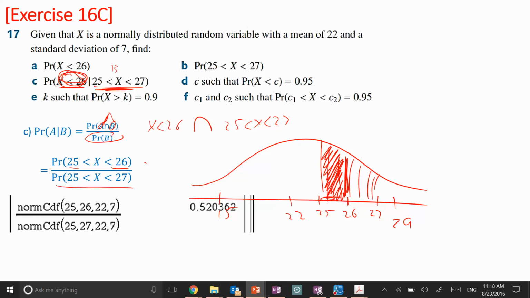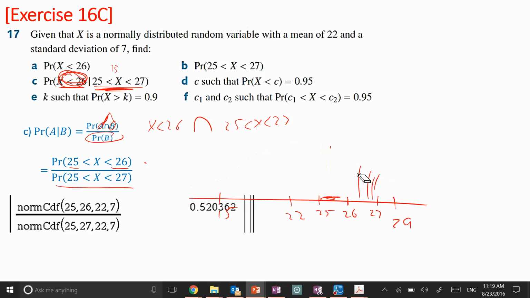25 to 26 is about half of that. So between 25 to 27, it does look like 25 to 26 is about half of it. It does make sense. See that? So if you draw the problem, try to understand the problem first. If you look at the equation, yes, it looks scary, but it isn't. If you draw the diagram out, it makes a lot of sense.